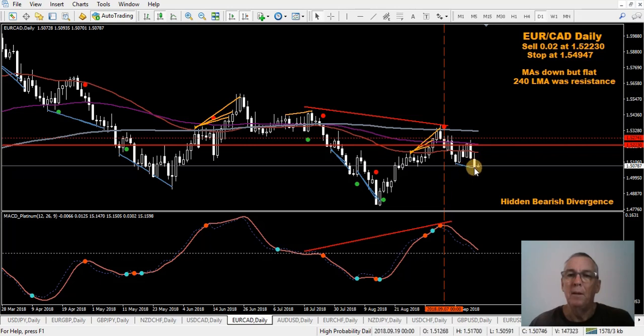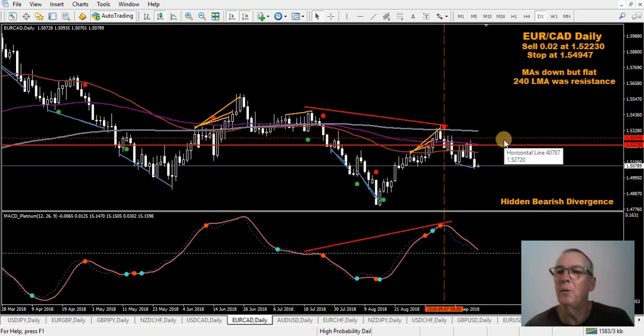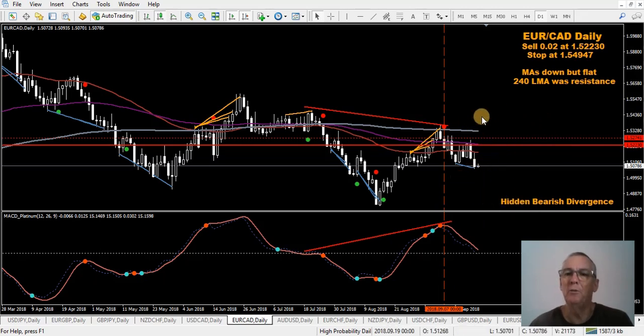But anyway, because I got that and the MACD is close to the zero level, I decided to close half my sell trade and move my stop down to 1.52741. So locking a little bit of profit and just reducing my overall risk. Can't lose on that trade unless something drastic happens. Euro CAD sell.